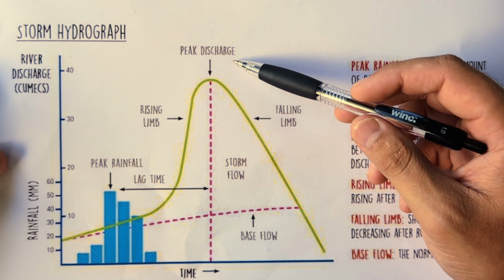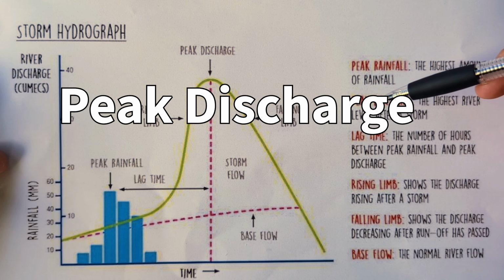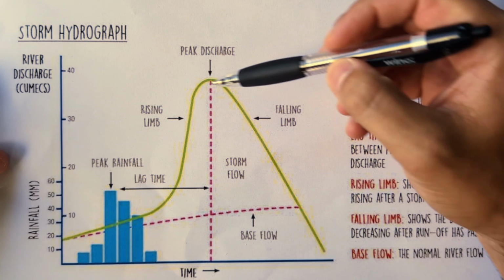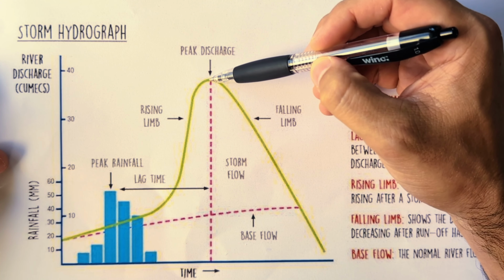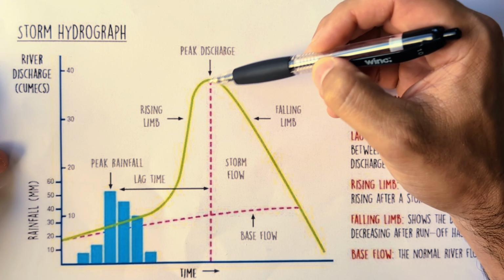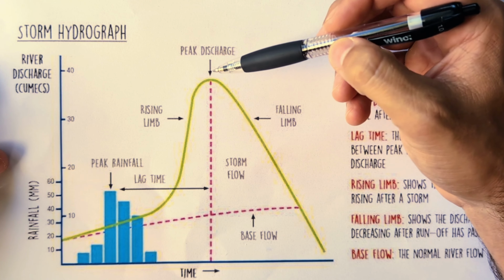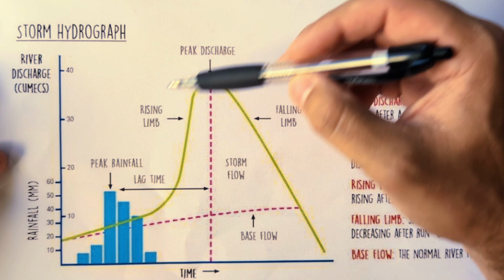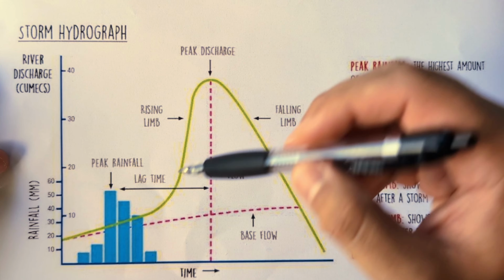We also have peak discharge, the highest river level after the storm. So this is when the river is at its most full. If it does flood, this is when the flood is at its most severe. So peak just means top. So peak rainfall and peak discharge.